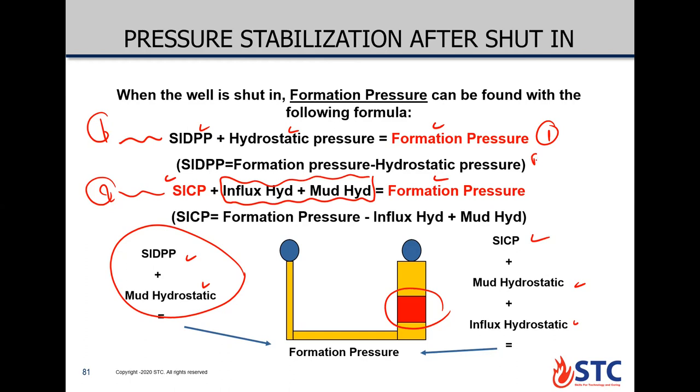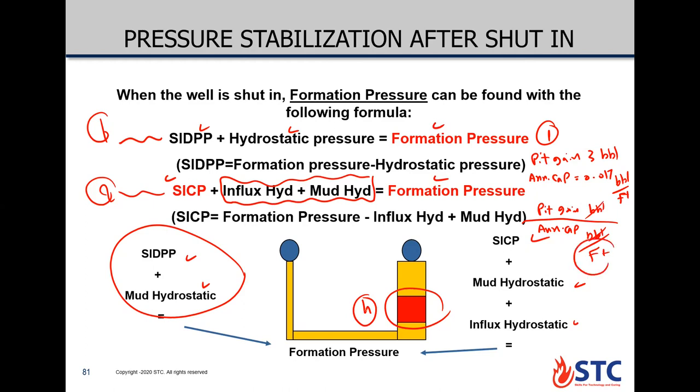But we have pit gain. Pit gain is, let's say, 3 barrels, okay? And we have annulus capacity. Annulus capacity, let's say, equals 0.17 barrels per foot, for example. Okay, so now if we need to calculate the height of the influx, how to calculate? Just take pit gain in barrels over annulus capacity in barrels per foot. So barrels cancel barrels, and we have now the height of the influx.